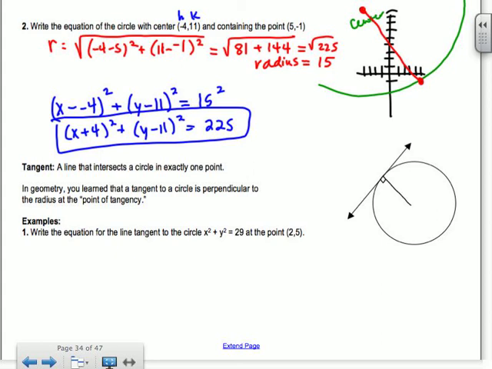All right, tangent, you guys probably remember it's a line that just intersects a circle in exactly one point. I always remember tangent touches. So in geometry, you learn a tangent to a circle is perpendicular to the radius at what's called the point of tangency. So this point right here is called the point of tangency, and this line right here is called the tangent. So it says write an equation for the line tangent to the circle x^2 + y^2 = 29 at the point (2, 5).